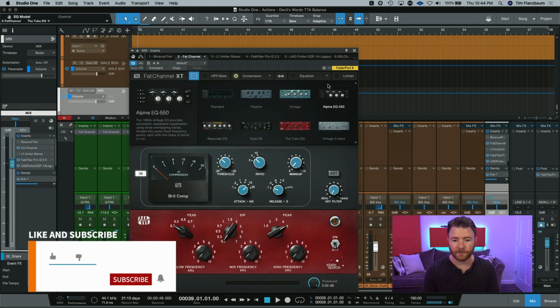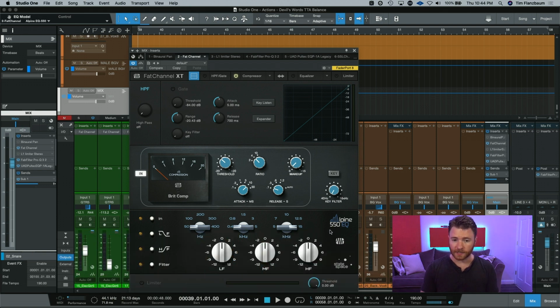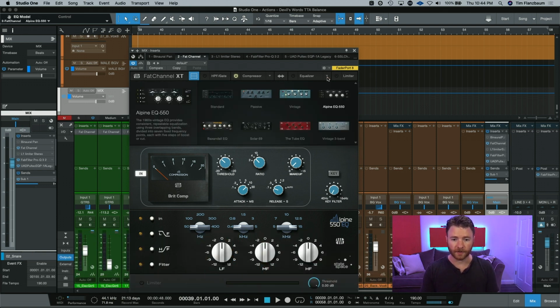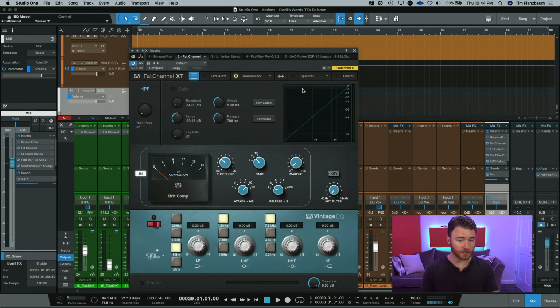When we're talking about active EQs, we can then go into something like the Alpine 550. This might sound familiar from a console we were talking about not too long ago. The Vintage 3 bands, just the Vintage that everyone has, or the Solar 69. You may or may not have known what a passive or active EQ was doing to your signal, and I hope now you do know.